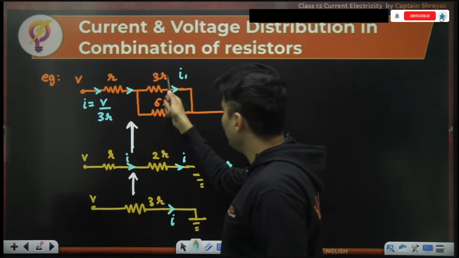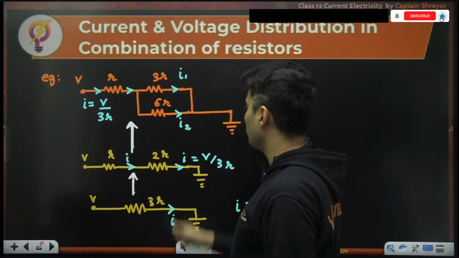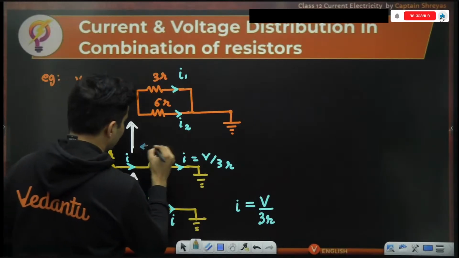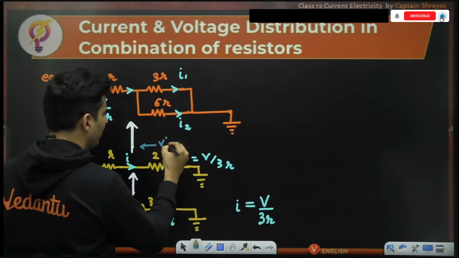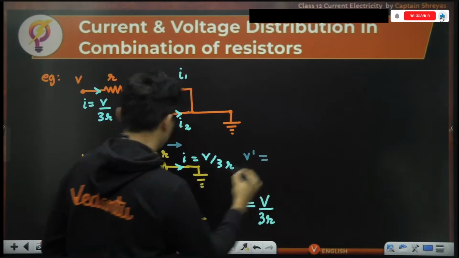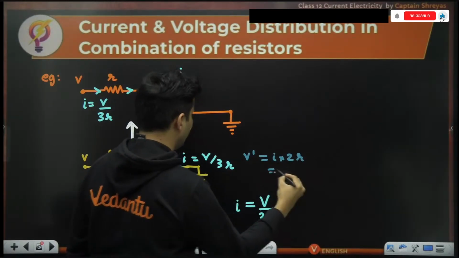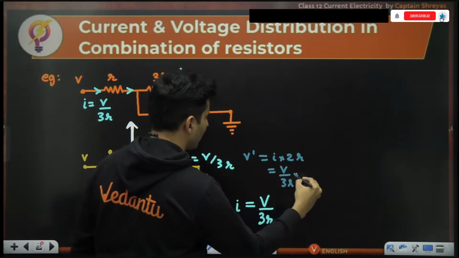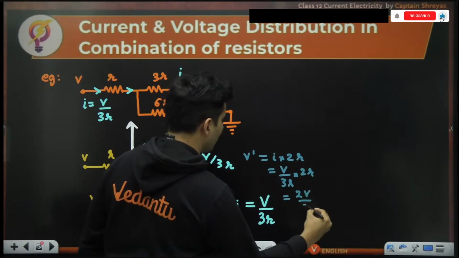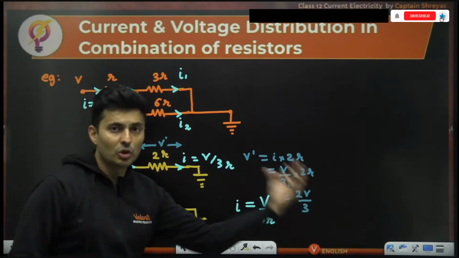Yeah. Well, the voltages are the same across both of them. So, what is that voltage across this? Let's say we call it V dash. This V dash is current multiplied by resistance. Current was V by 3R, resistance is 2R. RR cancels. You will get 2 times V by 3 is V dash. The voltage across this is 2V by 3.